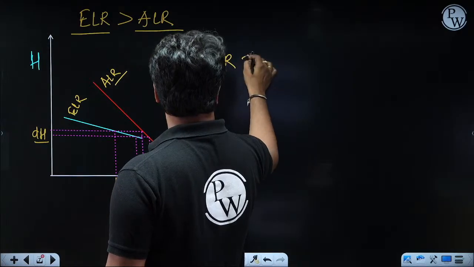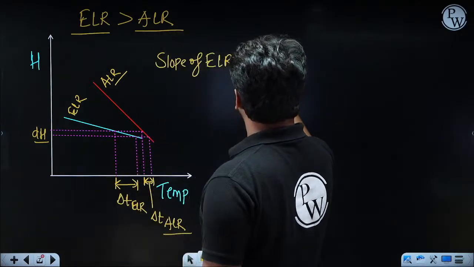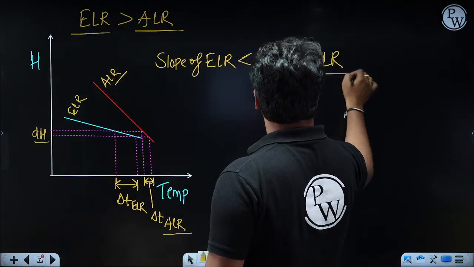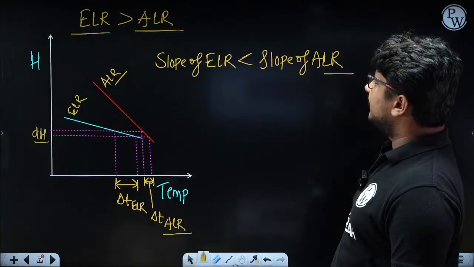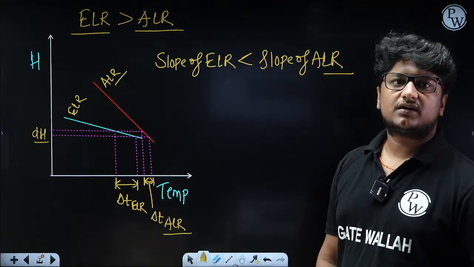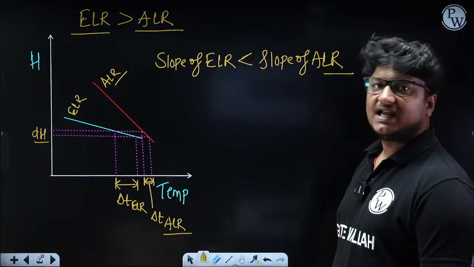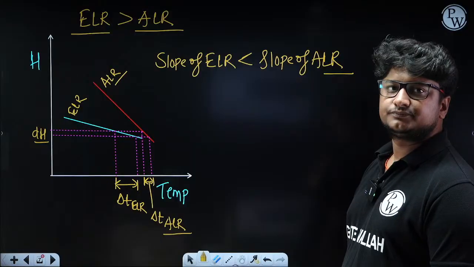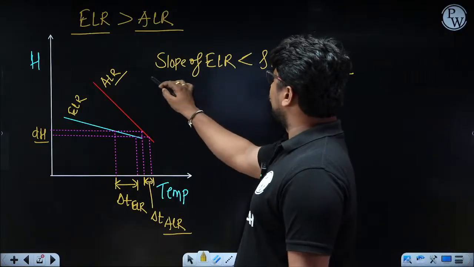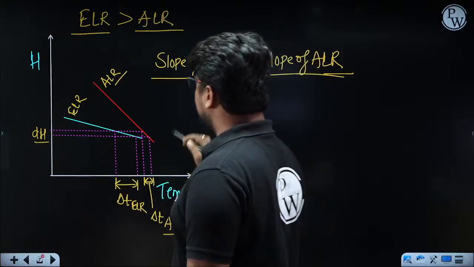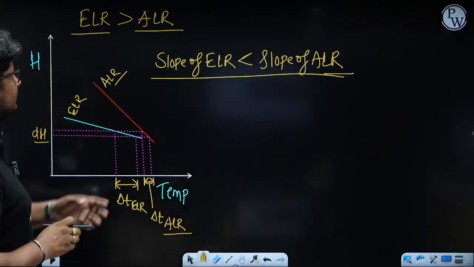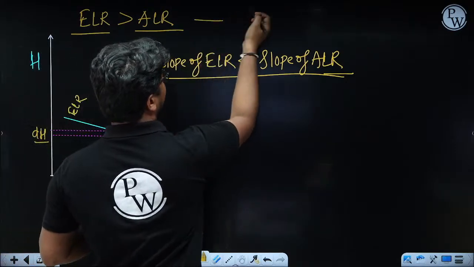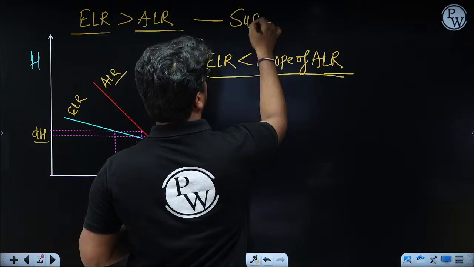ELR is lesser than slope of ALR. Slope of ELR is lesser than slope of ALR. Am I right or wrong? Is that clear to all of you? So when the slope of ELR is less than slope of ALR, you will find here the value of ELR will be more than ALR, and this is the case which we have given a name as super adiabatic condition.